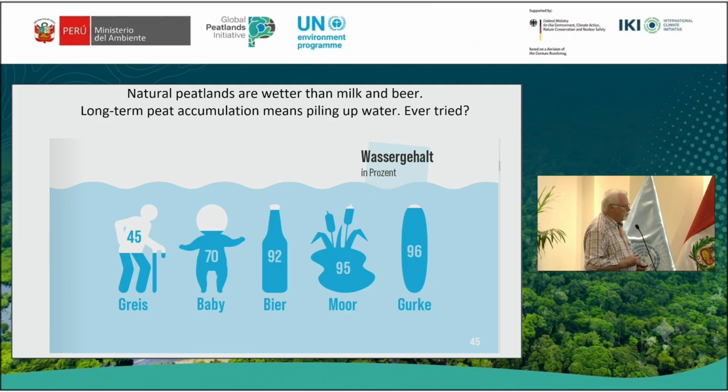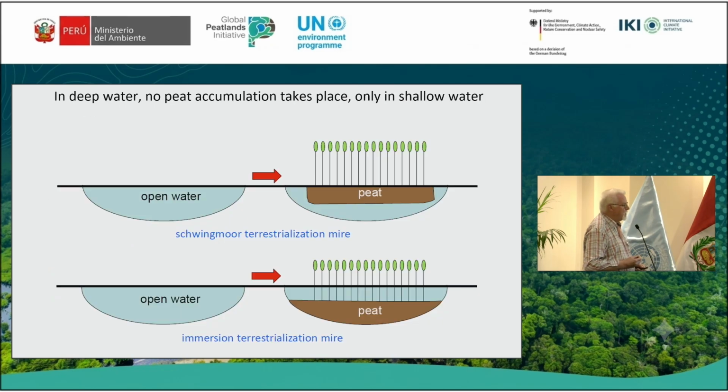So long-term peat accumulation means the piling up of water. Ever tried to do so? It is very complex. We have also the problem that in deep water, no peat accumulation takes place because plant production needs CO2 and light, and both are becoming limited. So you find only peat in shallow water. And that actually prevents water peatlands from becoming very thick.